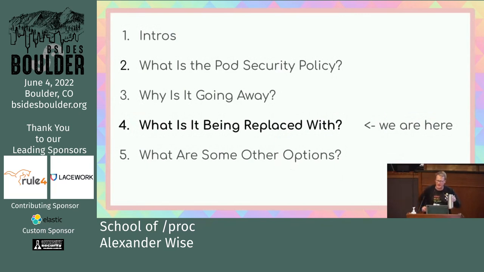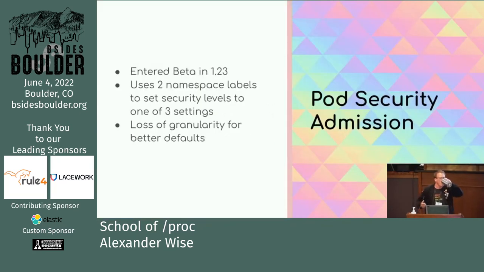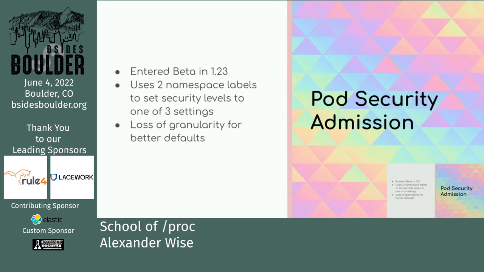So now we get to the PSA on PSAs. Pod security admission is the replacement for pod security policies. It is also an admission controller. Entered beta very recently, in 1.23, still behind a feature gate. Pod security admission is significantly simpler than pod security policy. It works at the namespace level. In Kubernetes, labels are key values that you assign to objects. So you're assigning these to the namespace object in Kubernetes and basically setting it to one of three security levels. And any workloads, any pods that run in that namespace will need to conform to whatever that level is.